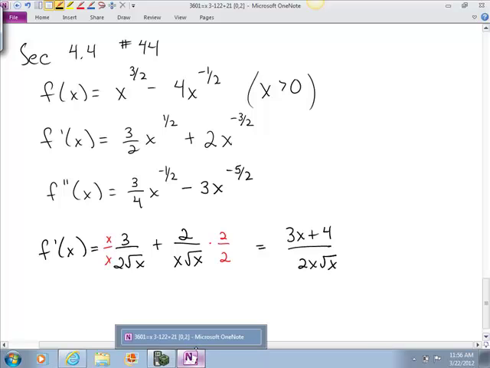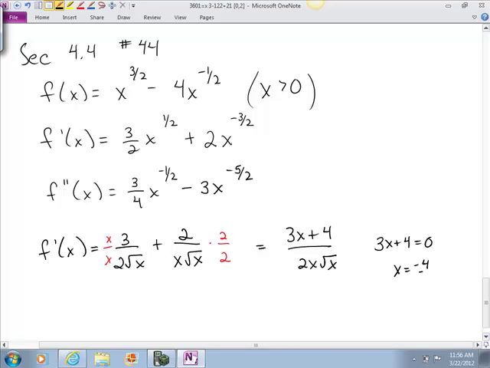You can set that equal to 0. It'll be undefined when the denominator equals 0, which is at 0, but that's not in the domain, so we don't even have to worry about it. So we just need to look at where the numerator equals 0 to find the critical numbers. So 3x plus 4 equals 0, so x equals negative 4/3 is your critical number.